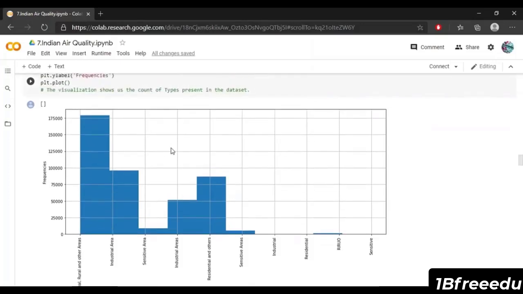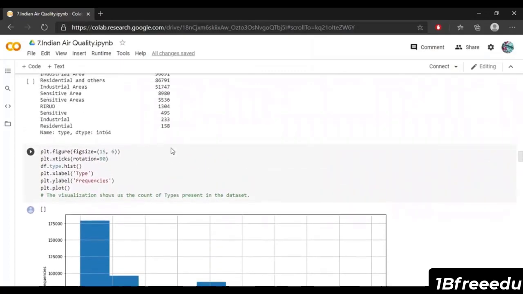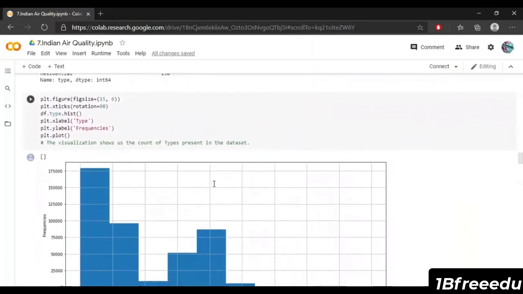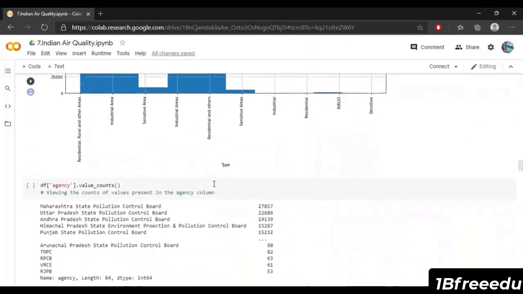The same thing can again be done with the help of value_counts. And as you see, this is the total number of count, which is 1,79,014. And let us go ahead with the other visualization.